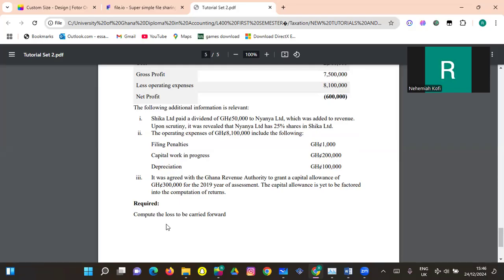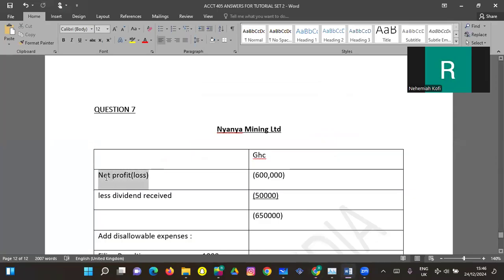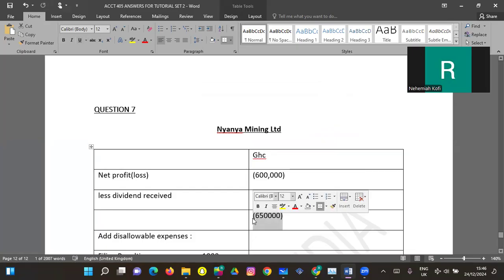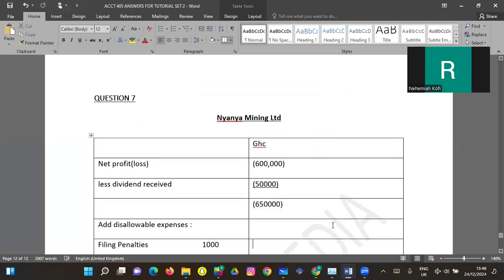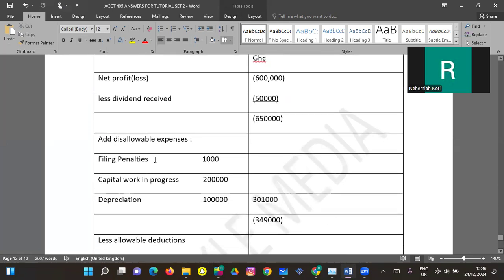So here they are telling us to compute the loss to be carried forward. So this is our net profit, which was a loss of 600,000. Remember the dividend was received, right? And then it was added to revenue. So we have to take it out. So we take the 50,000 out, then we arrive at 650,000, right? Then now because these disallowable expenses were subtracted, we add them back. So after adding all this back, we get a total of this thing, 301,000.